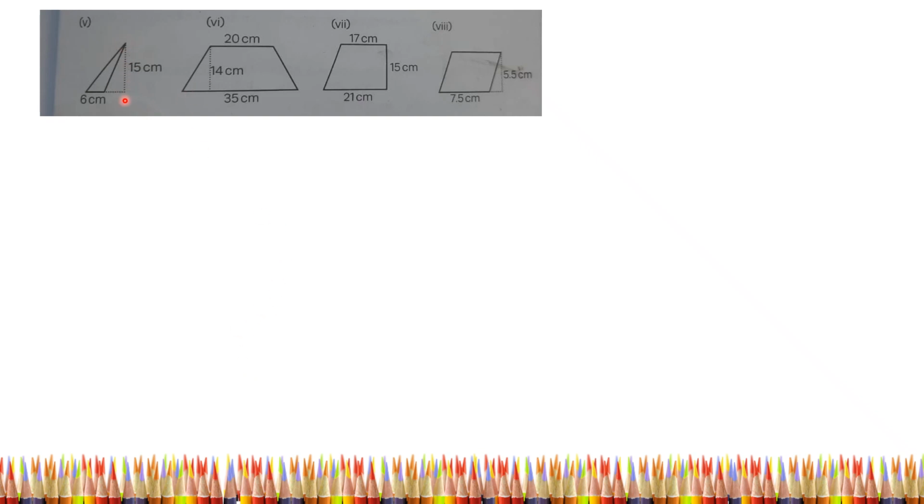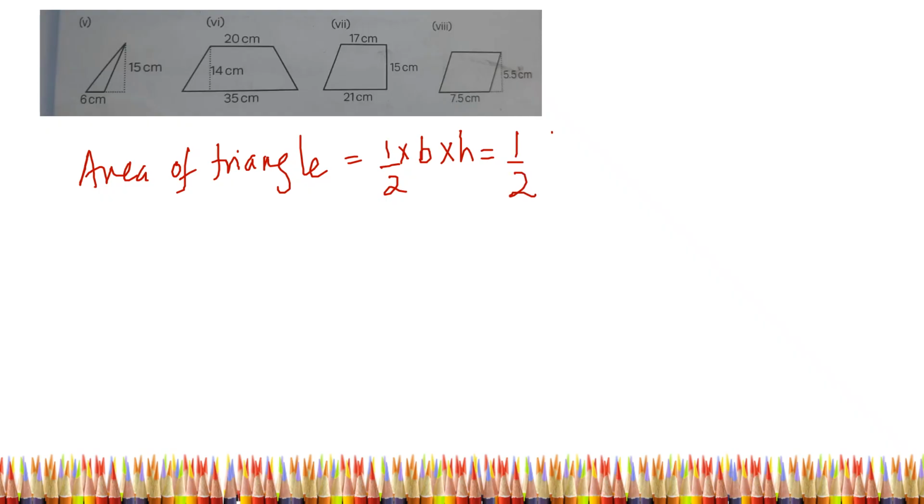Now if you look at part 5, it's basically a triangle. This dotted line shows the height, this one is the base. So let's write the formula for triangle. The area of triangle equals 1/2 b multiplied by h. Now 1/2, base is 6 multiplied by height is 15. Now what I see here is 6 is divisible by 2, so I will cancel these two. That is 2 1 is 2, 2 3 is 6, and then I can simply multiply 3 and 15 and I will get 45 centimeter square.